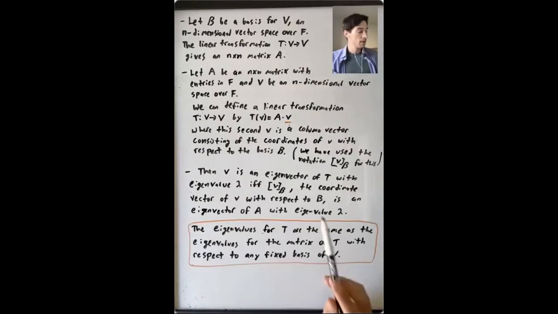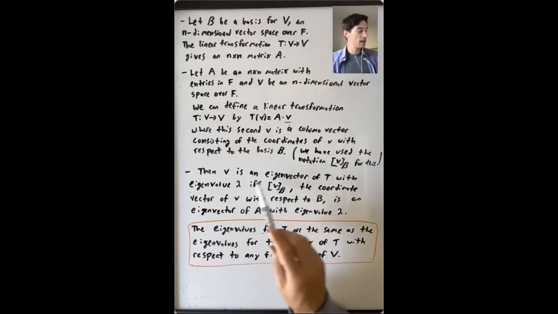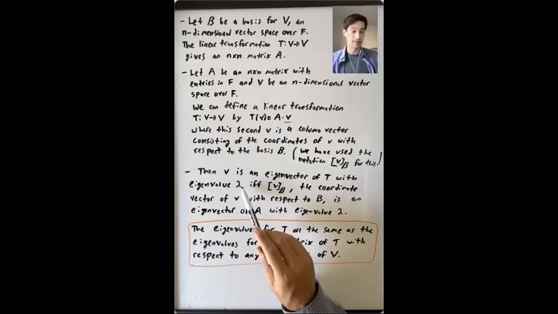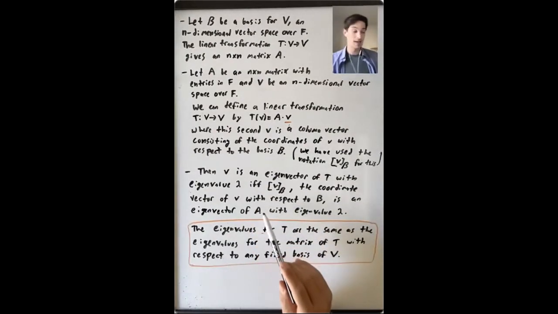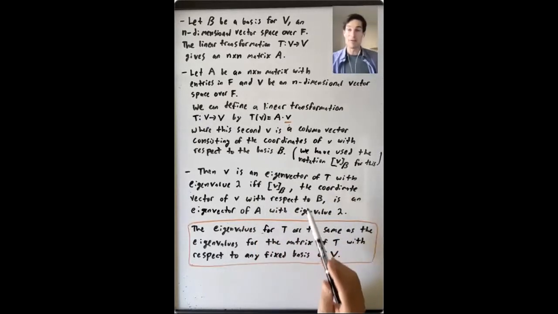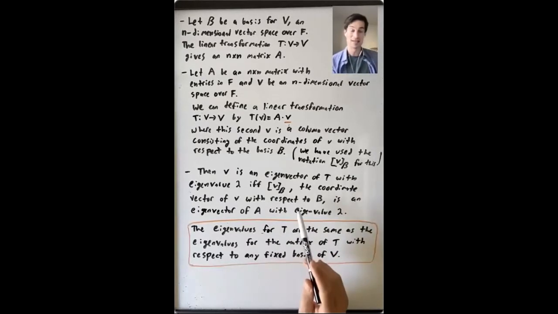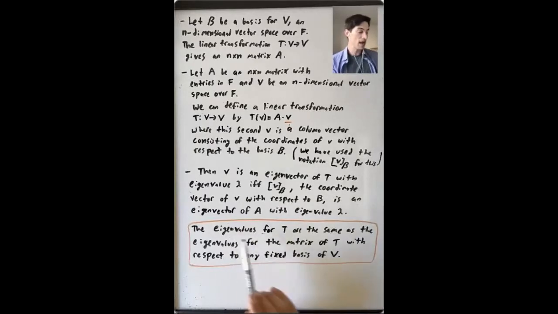So what does that mean? The set of eigenvalues that you get for the linear transformation is the same as the set of eigenvalues that you get for this particular matrix A, but A depended on a choice of B. So what this is saying is any choice you make of a basis for your vector space V, the set of eigenvalues that you get is going to be the same. So the eigenvalues for the linear transformation T are the same as the eigenvalues for the matrix of T with respect to any fixed basis of V.